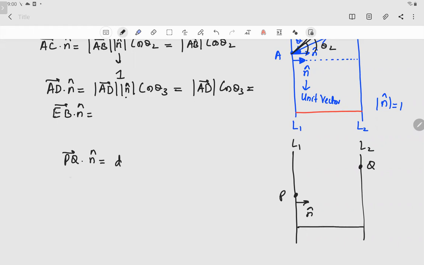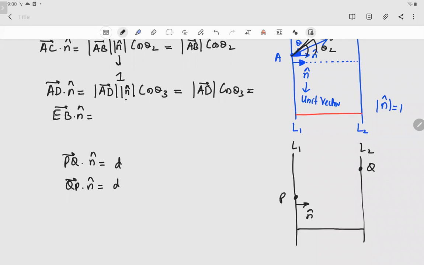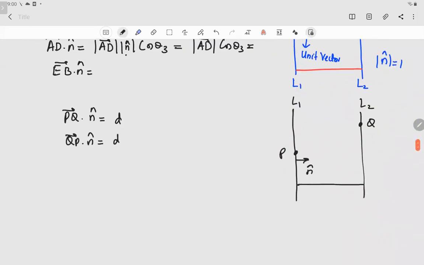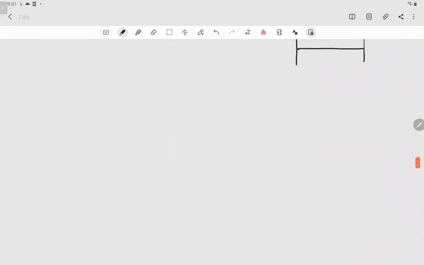Even if you take QP, it doesn't matter whether you take PQ or QP, whether you start from P and end up at Q, or start from Q and end up at P. Either PQ dot N or QP dot N will always give you this distance between the two lines. Now, these were the two parallel lines. Let's extend our idea to the three-dimensional world.